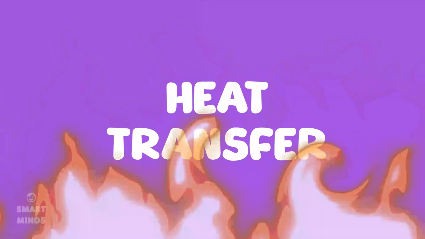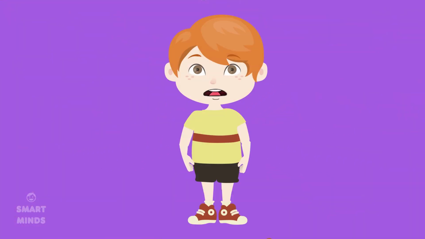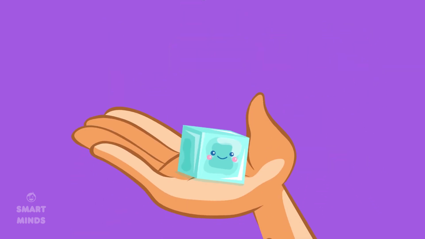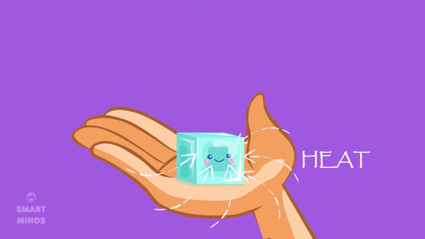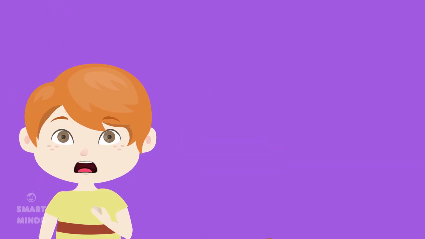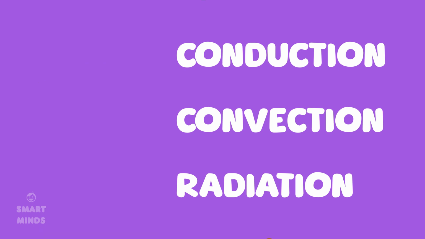Heat transfer. In this video, we will learn about the ways heat can be transferred. First, let us learn what is heat. Heat is the energy that moves between objects of different temperatures, from warmer objects to cooler objects. Well, there are three ways the heat can be transferred: conduction, convection, and radiation.